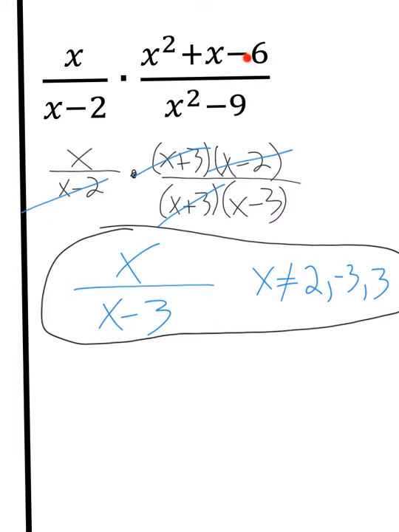The factors of negative 6 that add up to 1 are positive 3 and negative 2. This is a difference of 2 squares. So again, just take the square root. Square root of 9 is 3, make 1 plus, make 1 minus. Or just think of what are your factors of negative 9 that add up to 0, and that would be positive 3 and negative 3.